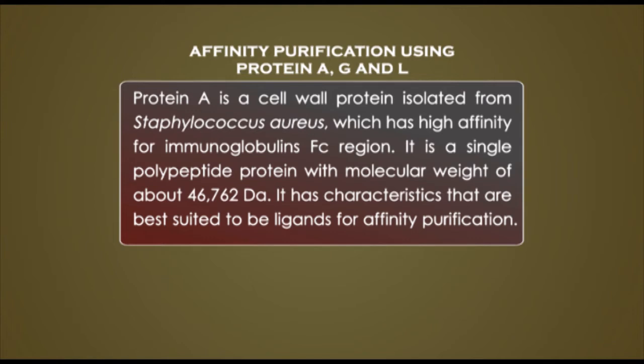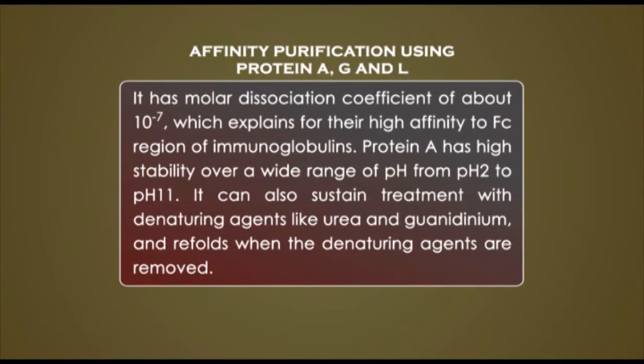Protein A is a cell wall protein isolated from Staphylococcus aureus which has high affinity for the immunoglobulin Fc region. It is a single polypeptide protein with a molecular weight of about 46,762 Dalton. It has characteristics that are best suited to be ligands for affinity purification. Protein A is well characterized and can be produced in large amounts using recombinant bacteria. It has a molar dissociation coefficient of about 10⁻⁷, which explains its high affinity to the Fc region of immunoglobulins.